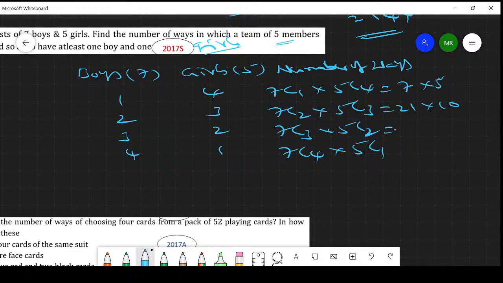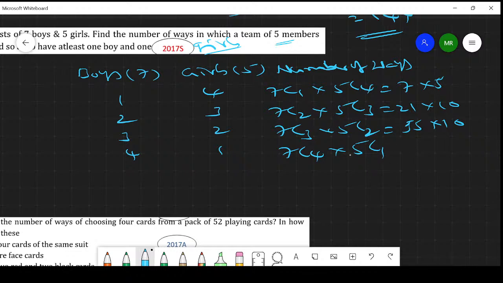You find the values. So you can find 7C3. You simplify 7C3 as 7 into 6 into 5 by 3 into 2 into 1. That will be 35. So 35 into 10, 5C2 is 10. 5C3 also 10 only. Correct. Both are same.